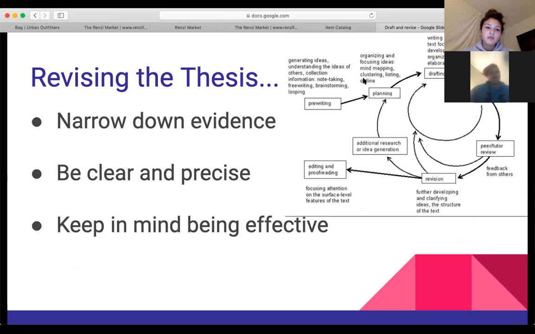When revising the thesis, you want to make sure that you have narrow enough evidence so that you know that it's only about your thesis, so that it makes your thesis more clear. You also want to make sure you do have a clear thesis so you can avoid being too vague and confusing your audience. You want to remember the audience's purpose for reading and any expectations they might have to keep your writing effective.